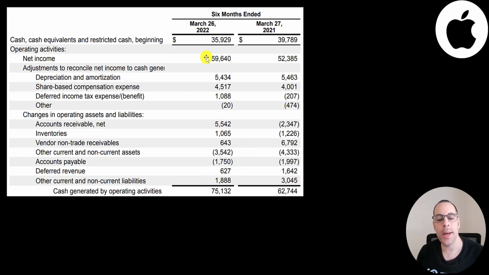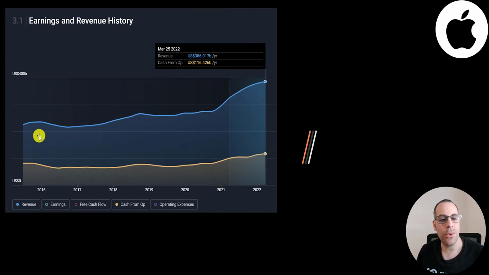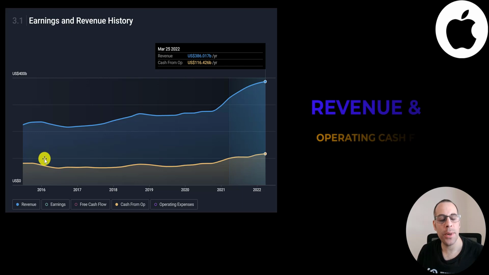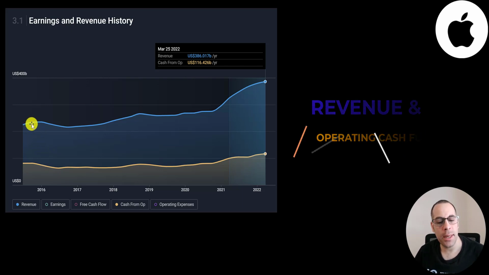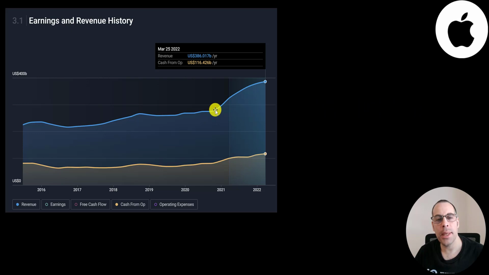Even though they reported an accounting profit of $60 billion, they actually generated $75 billion of cash flow. This is the company's revenue and operating cash flow since 2015. Their revenue was steadily growing from 2015 to 2021, but they made a huge leap in revenue in 2021. It went up a ton. Their operating cash flow grew slightly from 2015 to 2022.